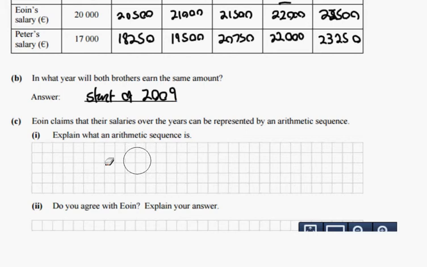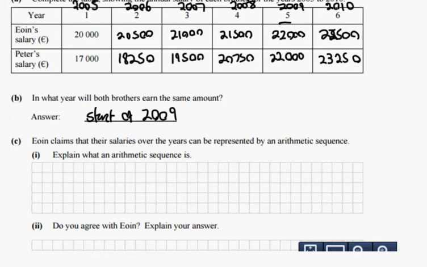Okay. Do you agree with Owen? Do I think this is an arithmetic sequence? Yes, I do agree it's an arithmetic sequence because Owen's salary goes up by the same amount each year. Between every term there's a gap of 500. This means it's an arithmetic sequence. Between Peter's salary terms there's a gap of 1,250 between every term. This also means it's an arithmetic or linear sequence.